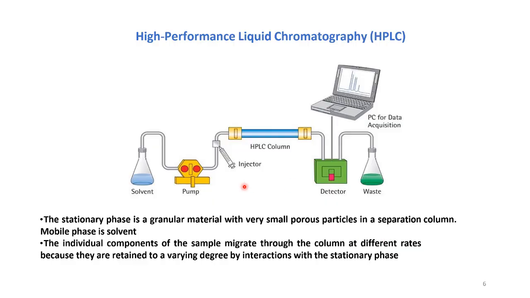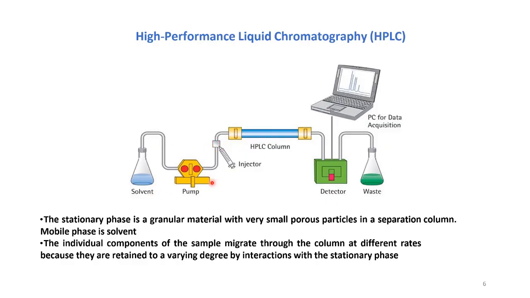Here we have the column as a stationary phase, in which we have a granular material with very small porous particles in a separation column. The mobile phase is the solvent, and then we inject the sample in which we want to do the analysis.